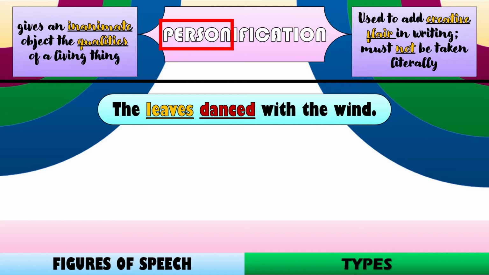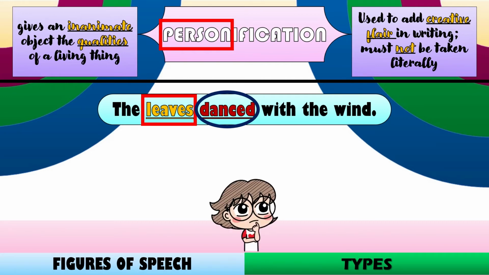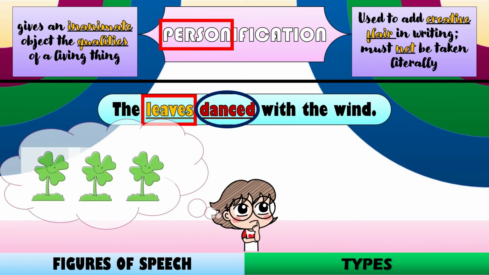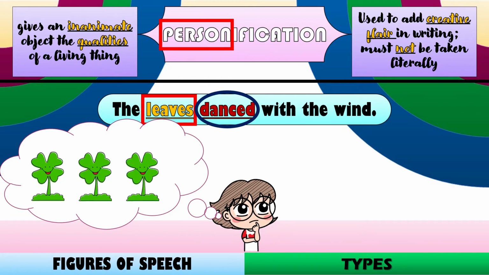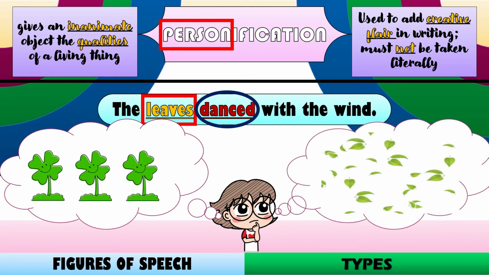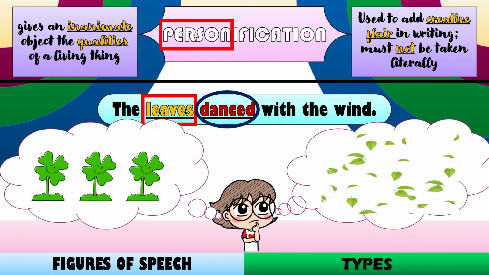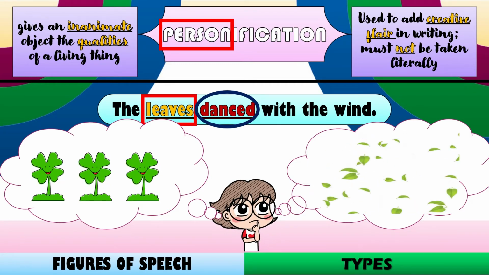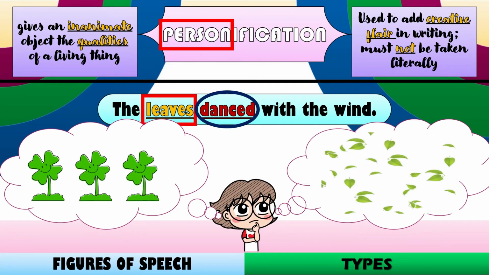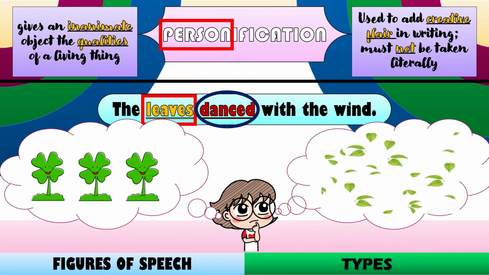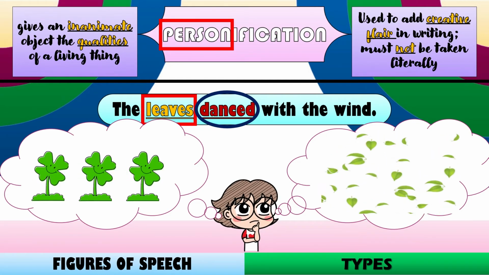For this particular example, we have the inanimate object leaves and the characteristic of a living thing, which is danced. Again, as mentioned earlier, this is something that doesn't have to be taken literally. As such, when we say the leaves danced with the wind, it doesn't mean that the leaves actually danced. Rather, this could mean that the leaves are gently falling down while being blown by the breeze. It would refer to the motion that the leaves make whenever they fall from the tree, as if they are dancing.